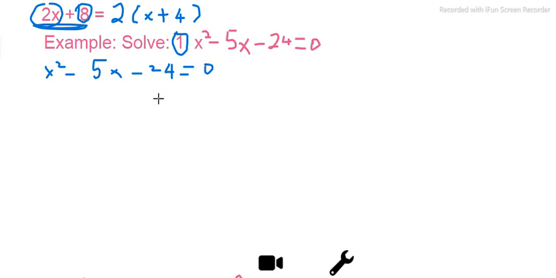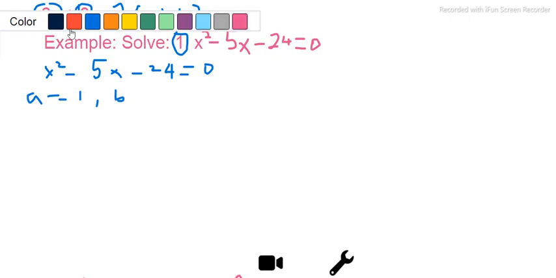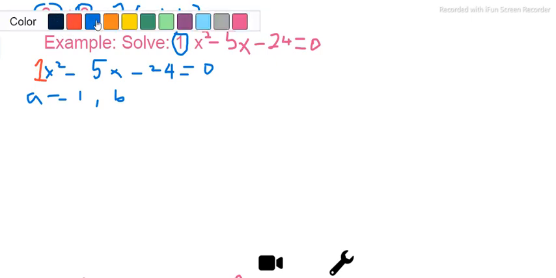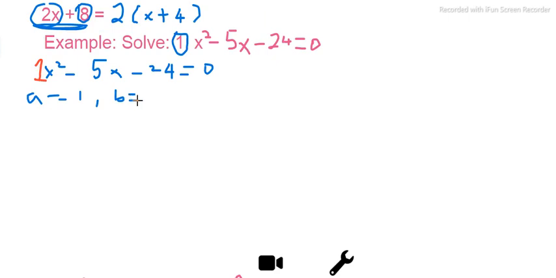The first thing we do is we write out our a, b, c. So a here will be 1. B will be what? Remember that there is an invisible number here which multiplies it, which is 1. Are you with me? So our b here will be minus 5. C here will be minus 24.